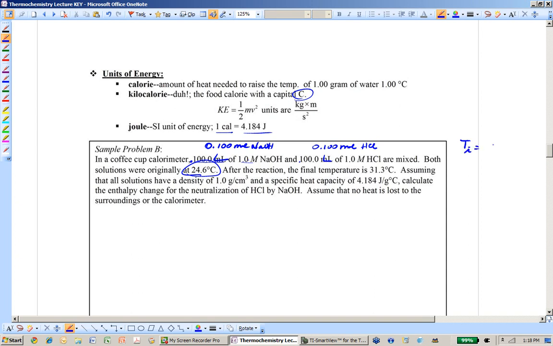So T initial, 24.6 degrees Celsius. After the reaction, the final temperature is 31.3 degrees Celsius. Delta T is in my future. Assuming that all solutions have a density of 1 gram per centimeter cubed, well, that made it easy, and a specific heat capacity of this, so C equals 4.184 joules per gram degree C for these solutions. Calculate the enthalpy change for the neutralization of HCl by NaOH. Assume that no heat is lost to the surroundings or the calorimeter, which is pure fantasy, but we'll humor them and assume that anyway.